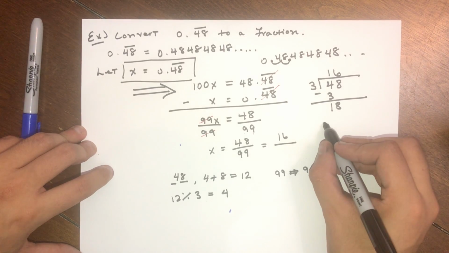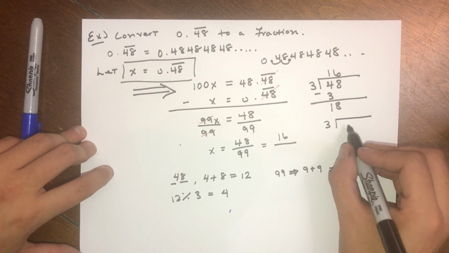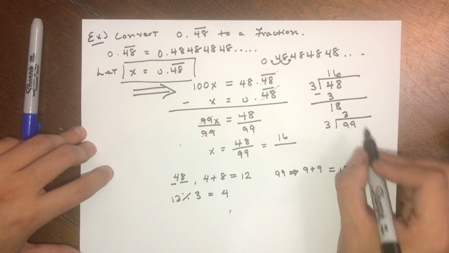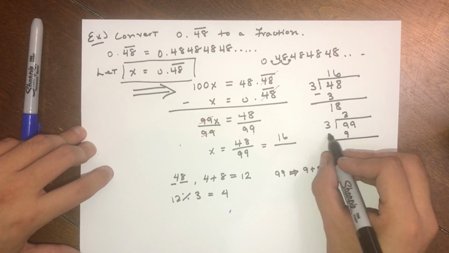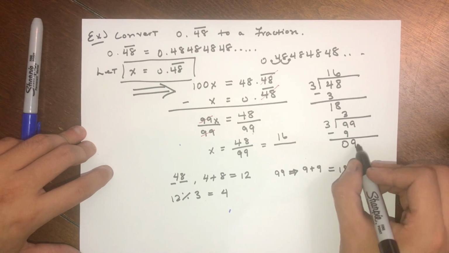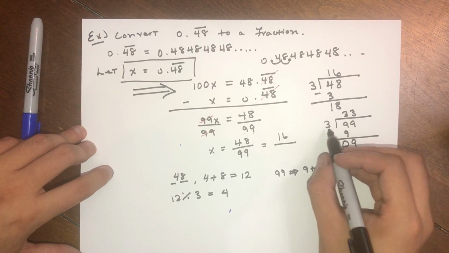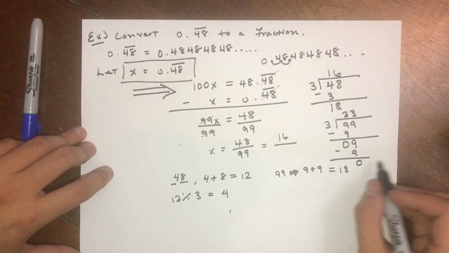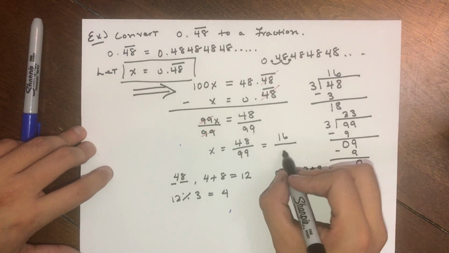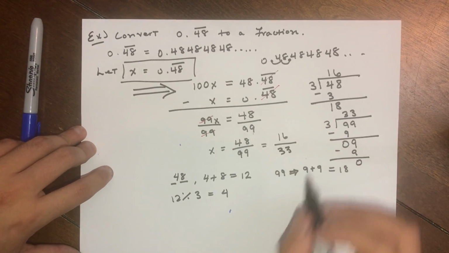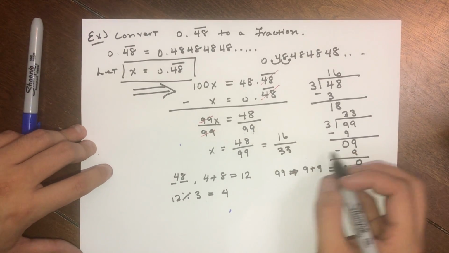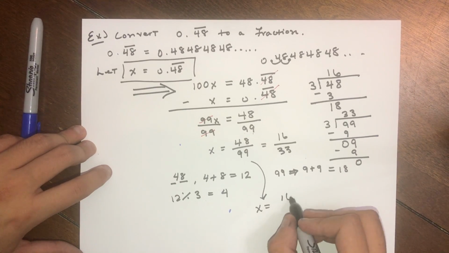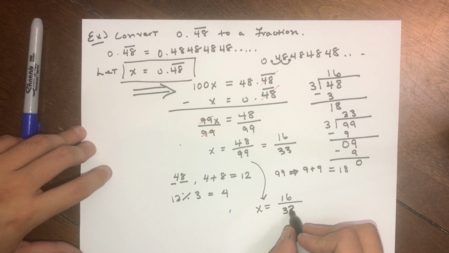Okay, so let's do the long division. 3 goes into 9 3 times. 3 times 3 is 9. 9 minus 9 is 0. Bring down the 9. 3 goes into 9 3 times, and 3 times 3 is 9. 9 minus 9 is 0. And yes, our answer here is 33. So our final and simplified answer is going to be, I'll write it down here, x equals 16 over 33. Okay?